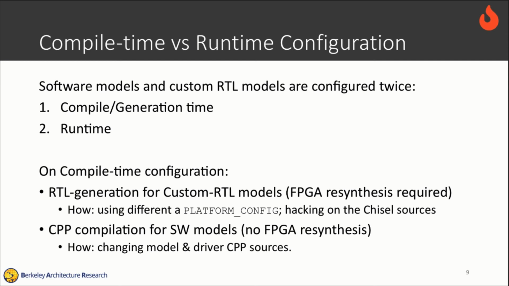So the thing about the target graph and about these software and abstract RTL models is that they're effectively configured twice. Like the graph isn't fully defined until you've programmed the simulator at runtime. So the two times are compile and generation time. Obviously, when you pick the kind of DRAM model you're going to generate, that partially configures it in a sense. And so if you pick a different platform config or you hack on the chisel sources related to endpoints, you're picking a different configuration of this graph, right? And of course, that applies to the CVP sources as well.